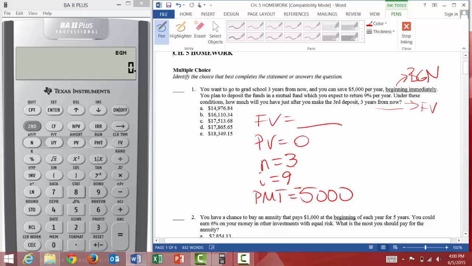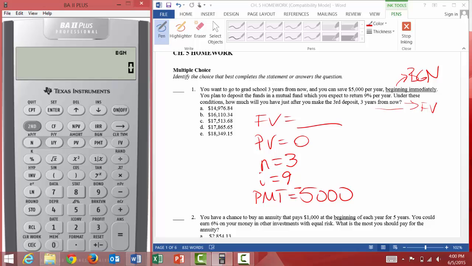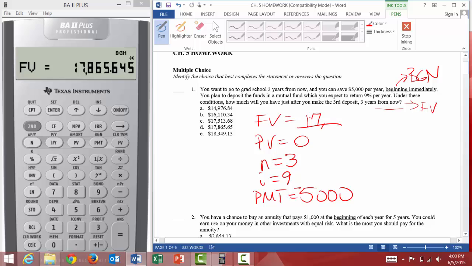And so if I go over here, I put 0 in for the present value, 3 for N, 9 for the interest rate, and negative 5,000 for the payment. And I hit compute future value. And so I get $17,865.65, which is answer D. So let's go to the next one.